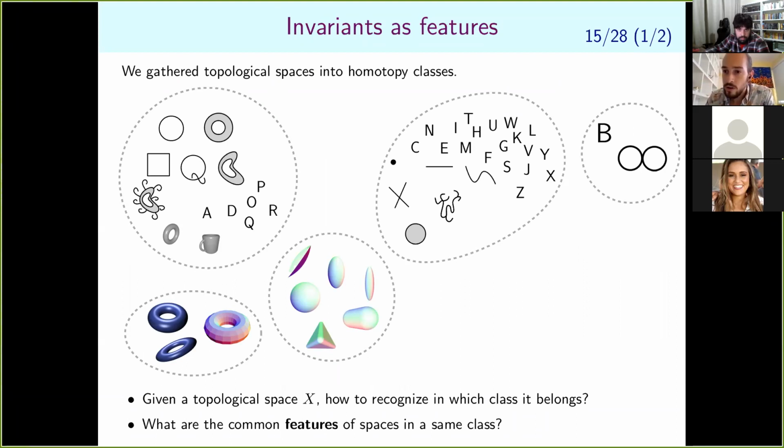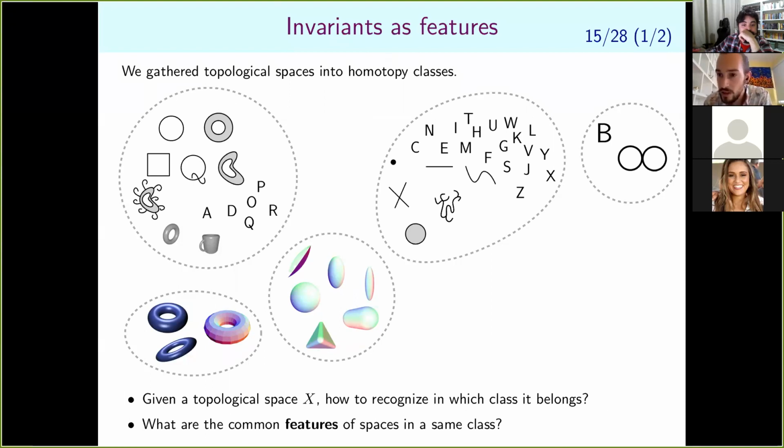And also another question. What can we say about one class of topological spaces? I write here, what are the common features of spaces in the same class? And I insist on the word feature because this is a word we use in data analysis, right? When we want to describe an object, we use features. And you really can see what I will show you now, invariants, as features, descriptors of our topological spaces.